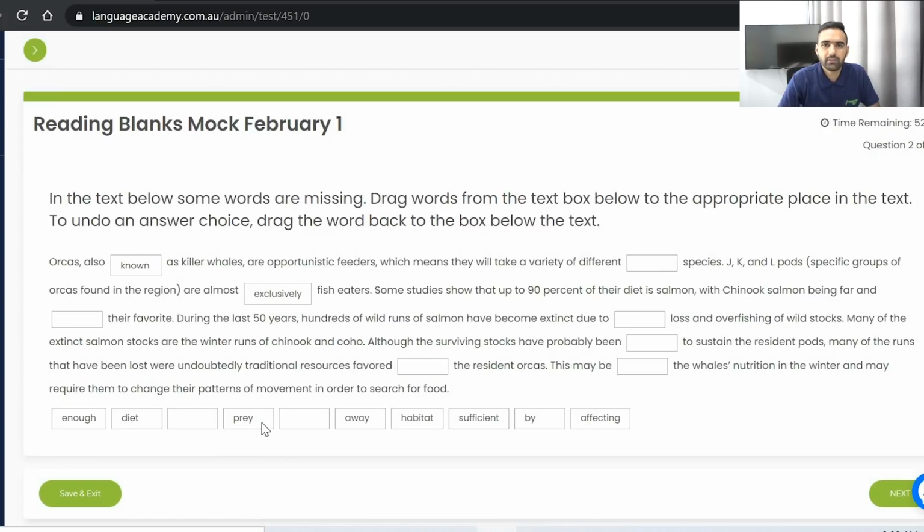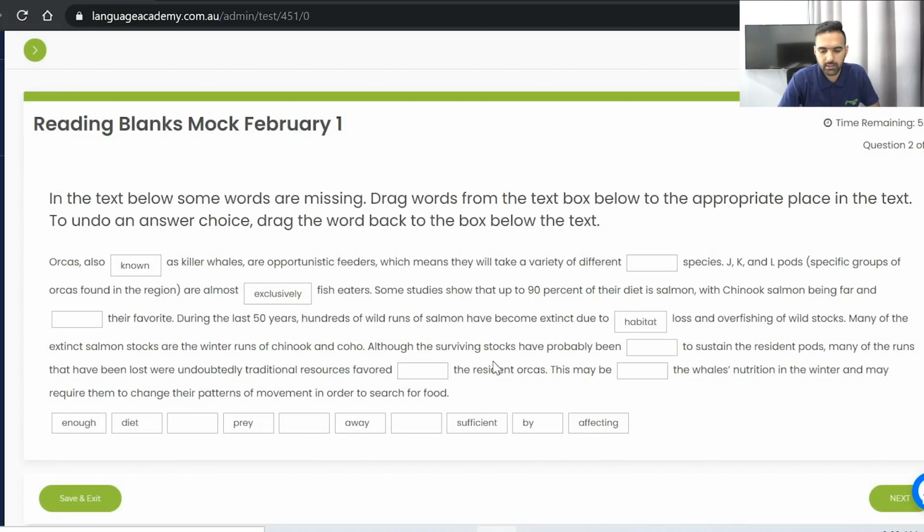Diet loss, you'll never say diet loss, you'll say lack of diet. Prey loss is not the right word, because prey is someone who will eat you. Away loss, habitat loss seems to be the correct answer, because no other option makes proper sense of the sentence. So because of losing the habitat, meaning the place where they live, and overfishing of wild stock, they have become extinct. Many of the extinct salmon stocks are the winter runs of Chinook and Coho.